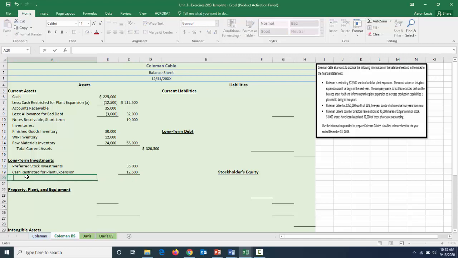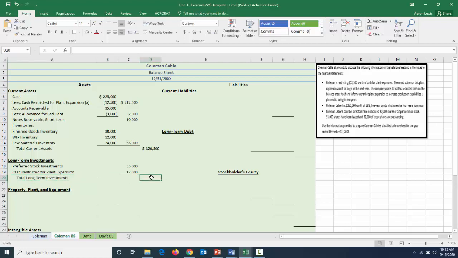So our total long-term investments, wow, let's try that one more time. Our total long-term investments are going to be equal to $47,500, which is the sum of these two numbers.